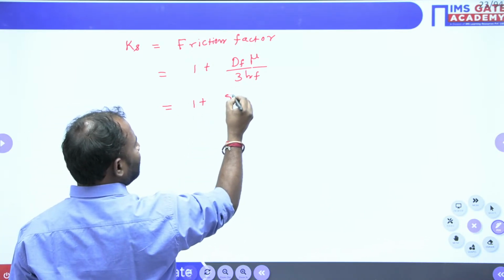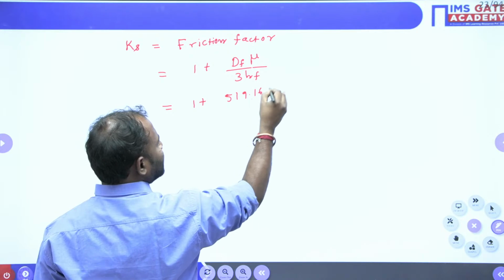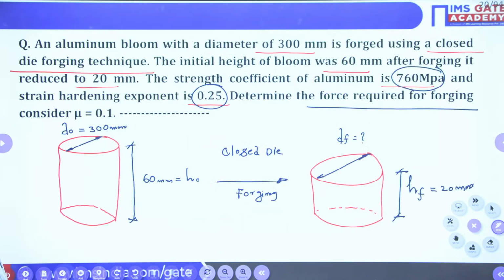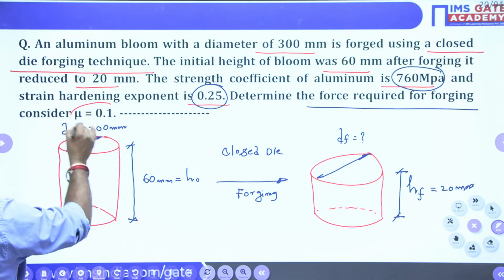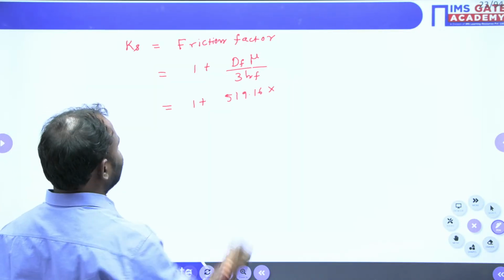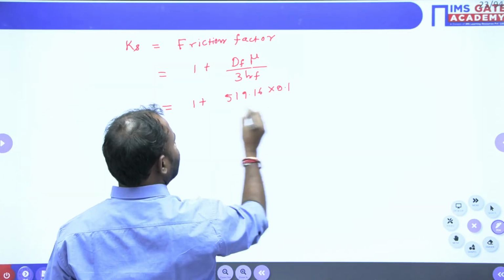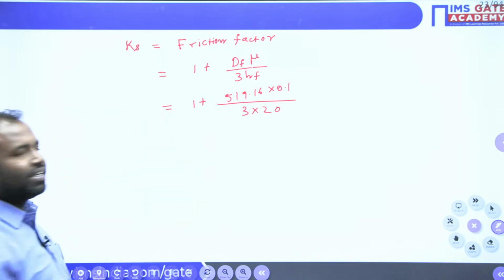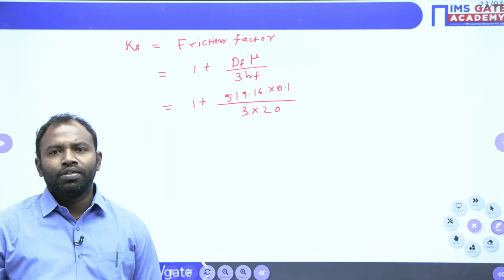Now we know that 1 plus, what is df? Just now we have found 519.16 into mu. How much is mu in the problem? Coefficient of friction. So 0.1, right? Now let me write that 0.1 into 3 into 20. So that you are going to get Ks, the friction factor.